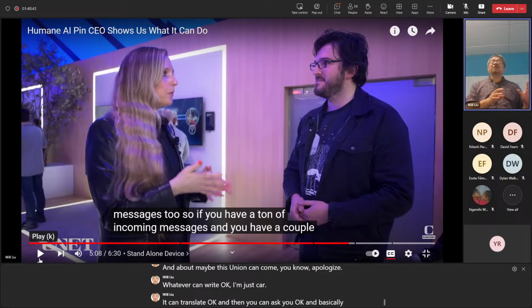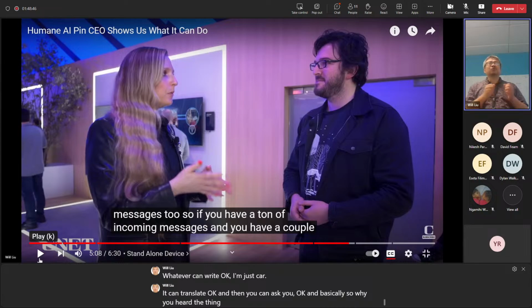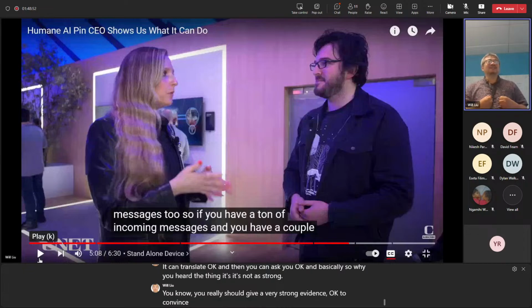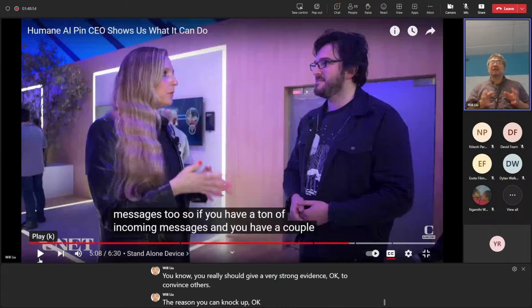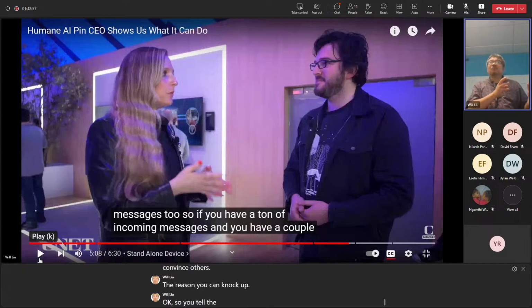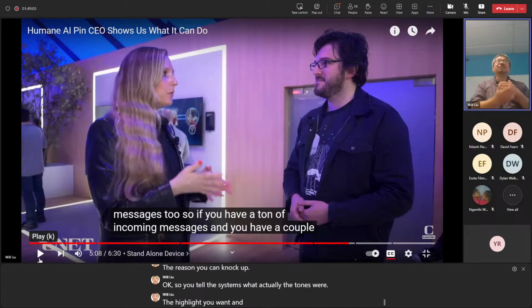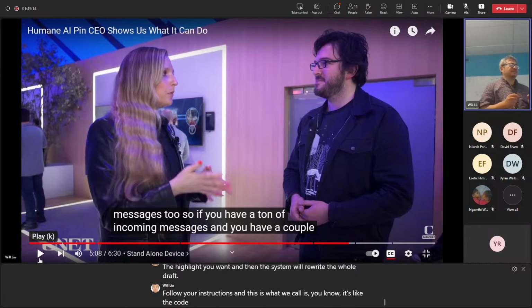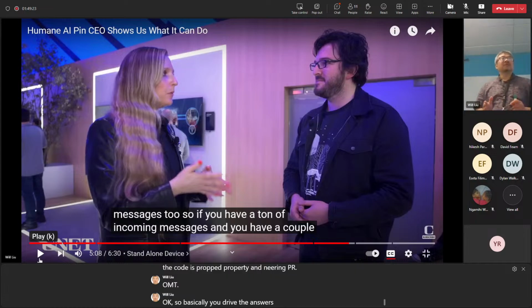And basically, so when you heard, you think, it's not that strong, you really should give a very strong evidence, okay, to convince others the reason you cannot come, okay? So you tell the system what actually the tone or the highlight you want, and then the system will rewrite the whole draft, following your instructions. And this is what they call prompt engineering, PROMPT. Okay, so basically you drive the answers because you need to understand.